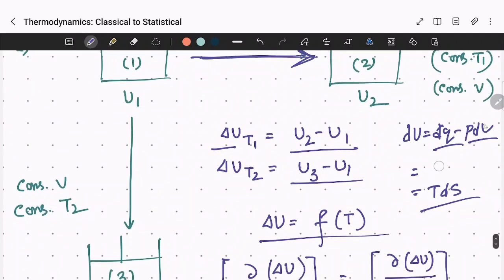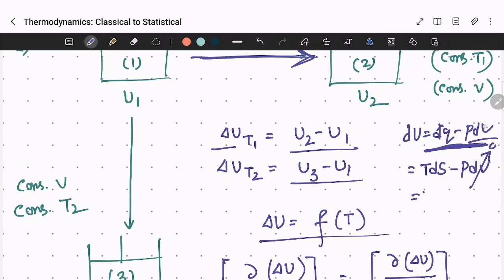You can check with the first law. This is the first law, right? d cross Q minus PdV. So what is d cross Q? This is TdS, right? TdS minus PdV. So dV is zero, so it is TdS. So an entropy change may be there, right? At constant temperature, dU is TdS.